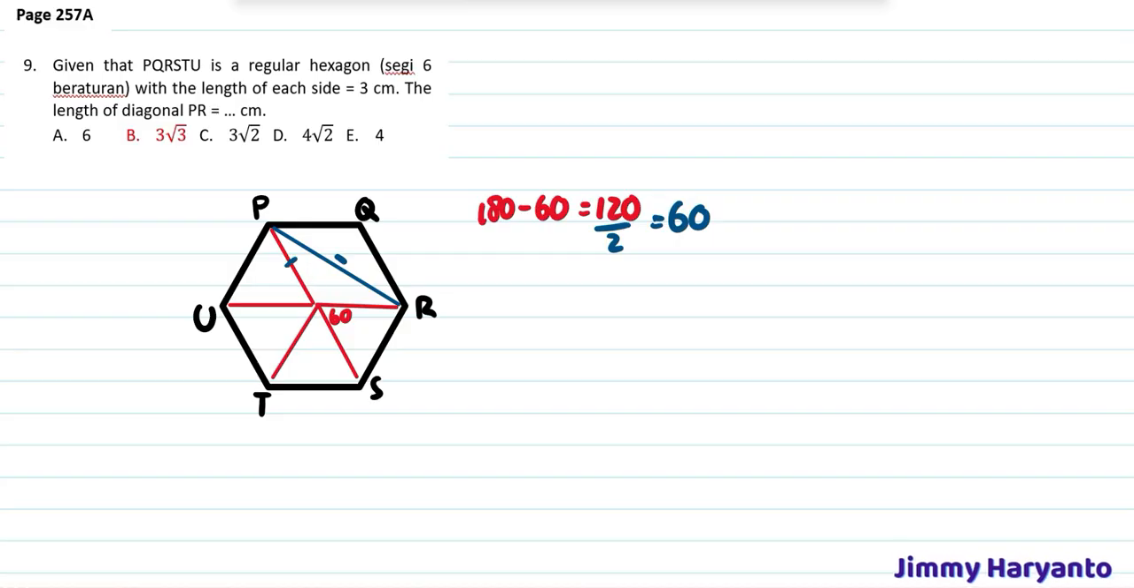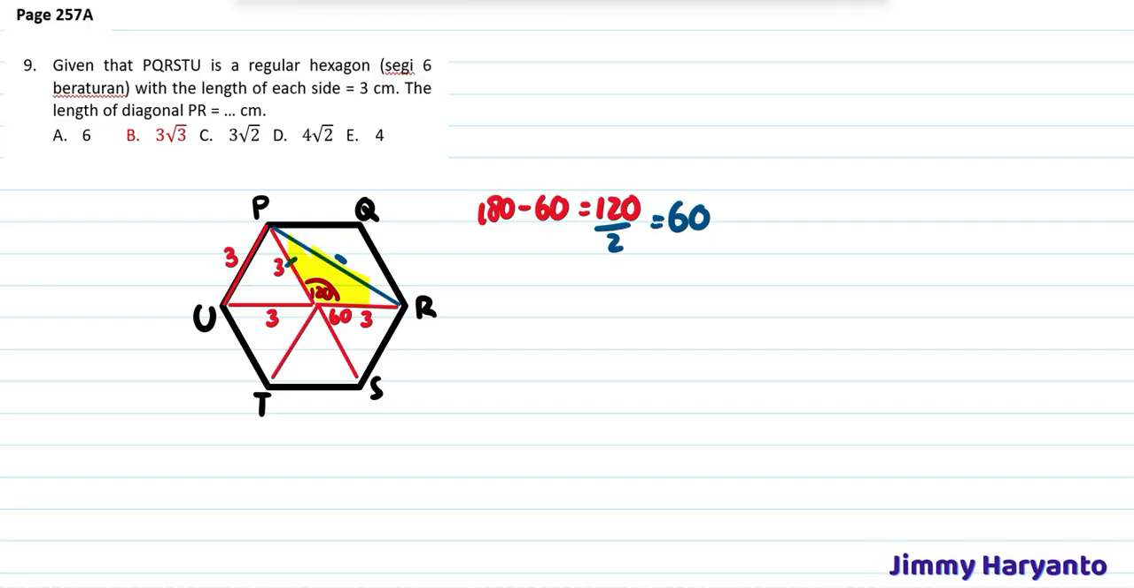Okay, let's use this triangle. Length of each side is 3. I already told you that the triangle is equilateral. That means if the length of the side is 3, the length of this will also be 3. This one is 3, and this one is 60, this one is 60. That means this one will be 120. Okay, we are ready to find PR.